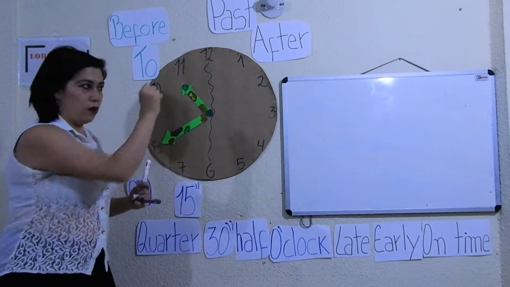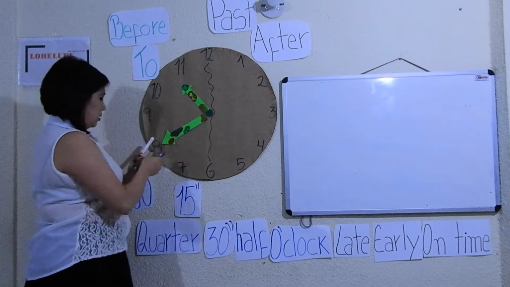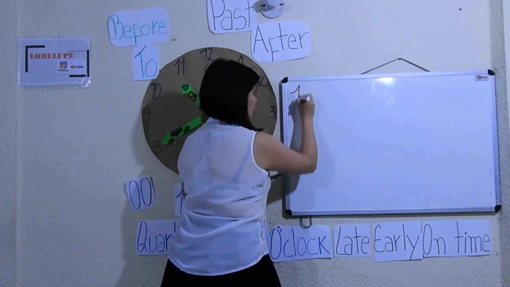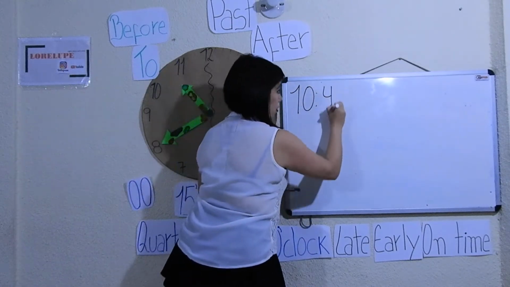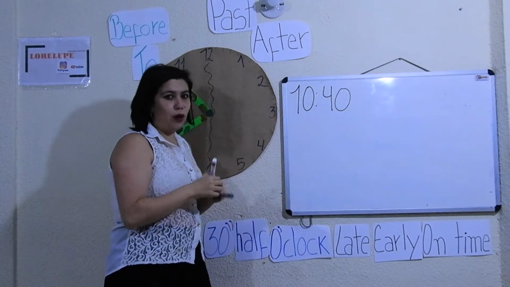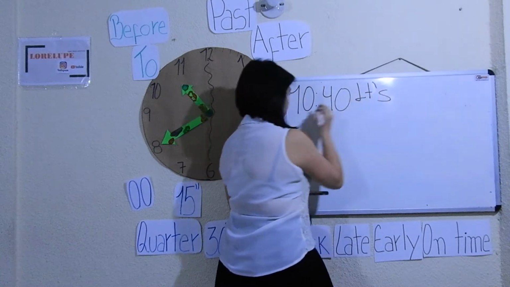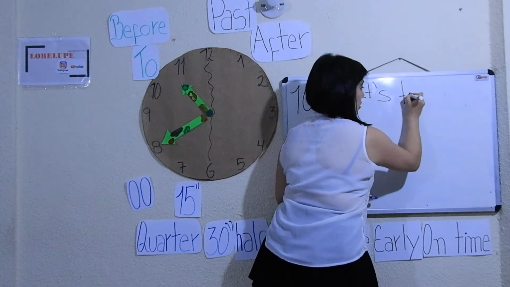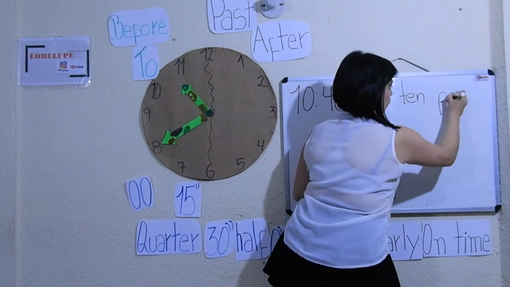Well, I'm gonna write an example. In that case, you could say that it is 10:40. And it's possible to say it like that. It's 10 and the minutes 40.